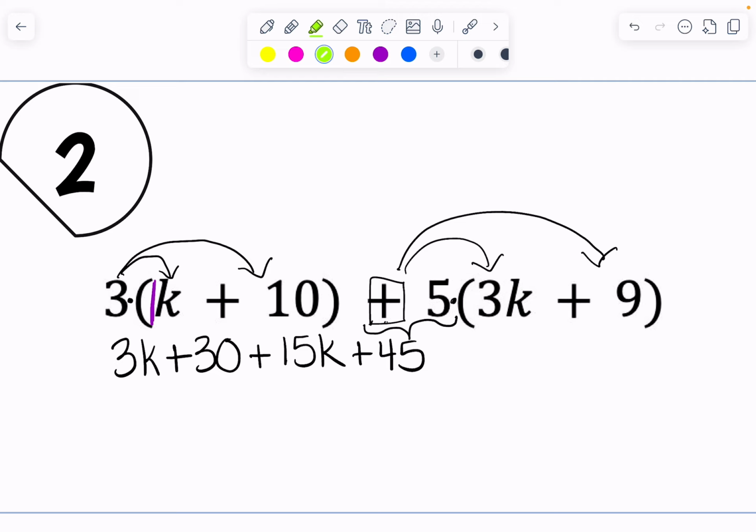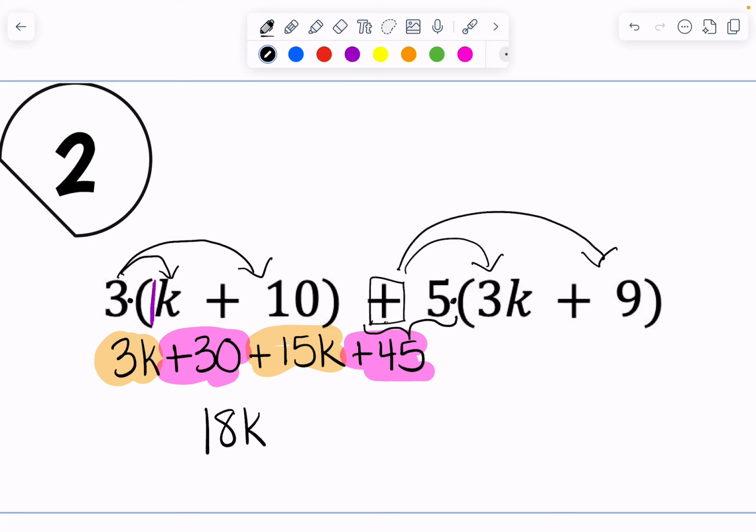And now we're going to ask ourselves if we have any like terms. And I do see some like terms here. So I see a positive 3k and a positive 15k that I can combine. So we're going to go ahead and combine those, and 3k plus 15k would give us 18k. Now I also see constants. I see a positive 30 and a positive 45. So positive 30 and positive 45 combine to be positive 75. Because it's positive, I can write this as a plus 75.